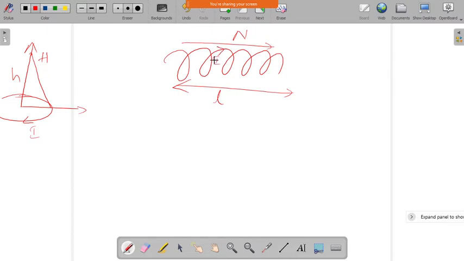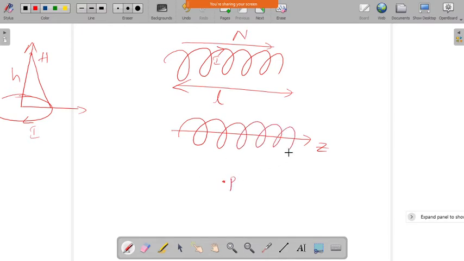Now if we place this along an axis, any axis you can take, let us take the z axis. At some point P, due to the complete solenoid, we need to find the magnetic field intensity. The expression is given by NI by 2 into cos theta 2 minus cos theta 1. This we need to prove.